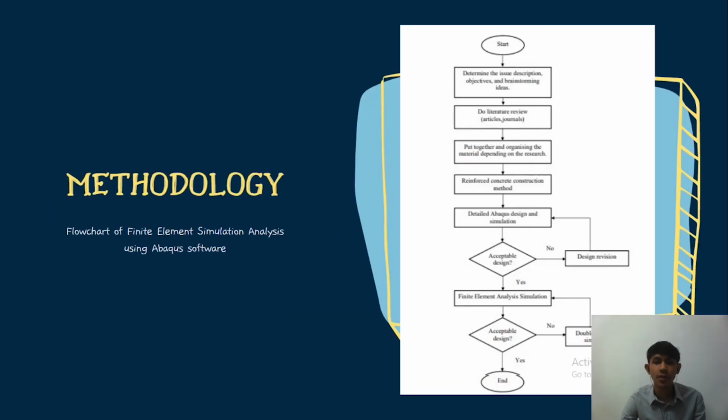Next slide is methodology. As you can see, this is the flowchart of finite element simulation analysis using Abaqus software. The project began with an analysis of an existing model in order to generate a new design. Next, using the matrix assessment method, many sketches were chosen for review and comparison. The matrix evaluation method is a crucial tool for evaluating a project. Basic design was completed using Abaqus software. Finite element analysis simulation was performed using Abaqus based on the proposed design.